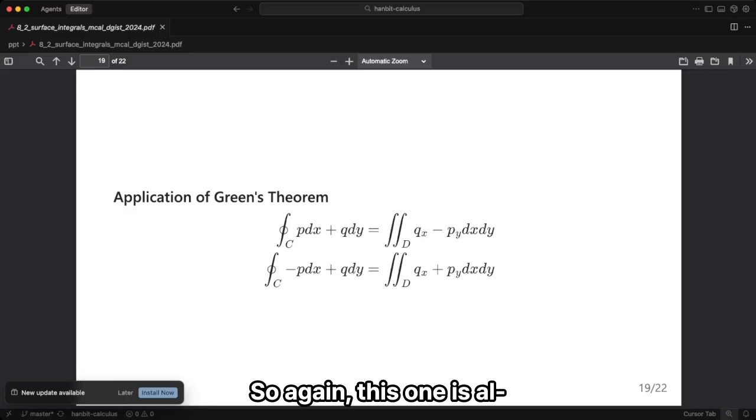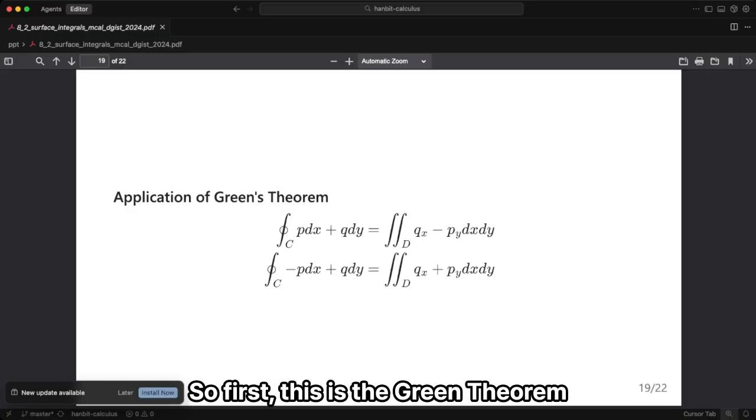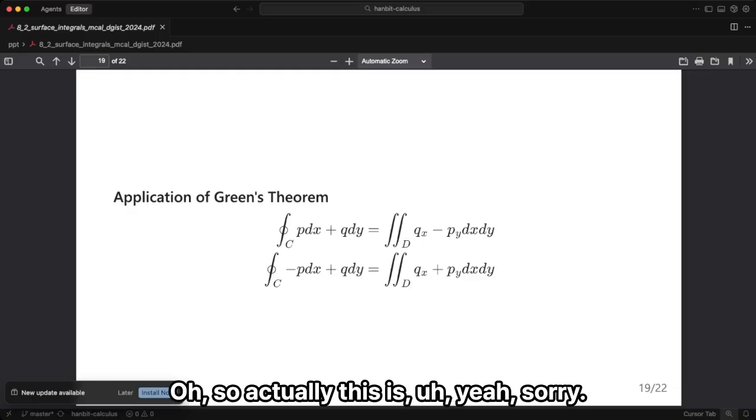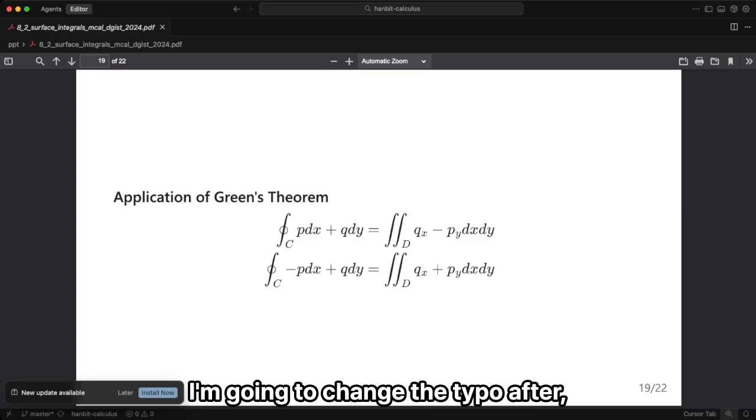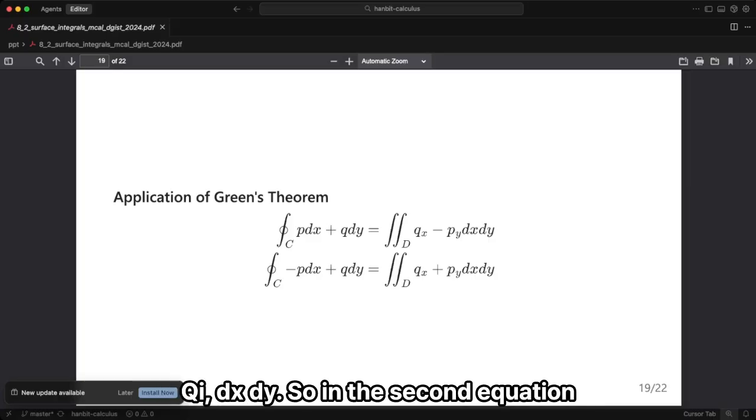So anyway, I can do it afterwards, finishing this slide. So again, this one is already mentioned, the application of Green's theorem. So first, this is Green's theorem, and how about this one? Oh, sorry. Actually, this is a typo. I'm gonna fix the typo before I upload it. So this must be minus Q dx plus P dy. So therefore, this must be P_x plus Q_y dx dy.